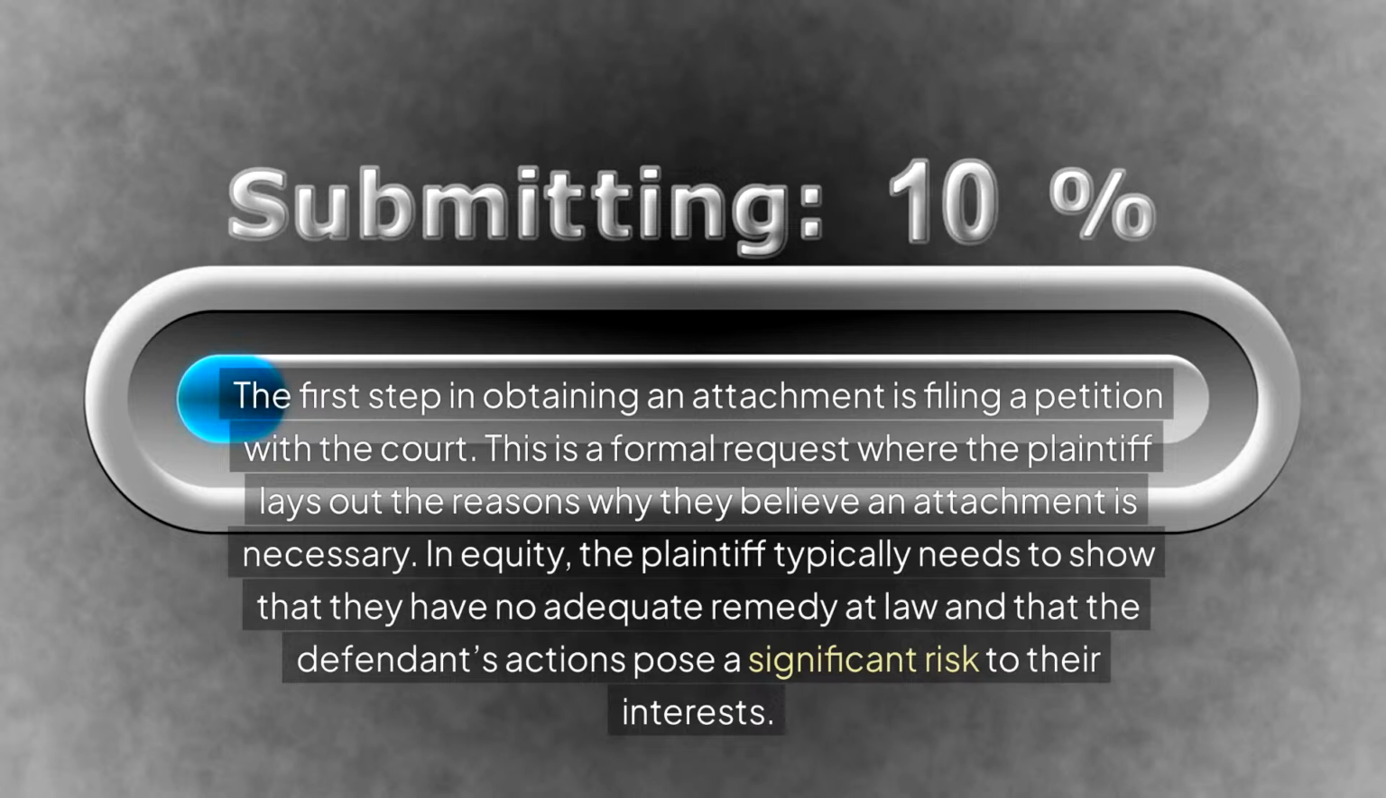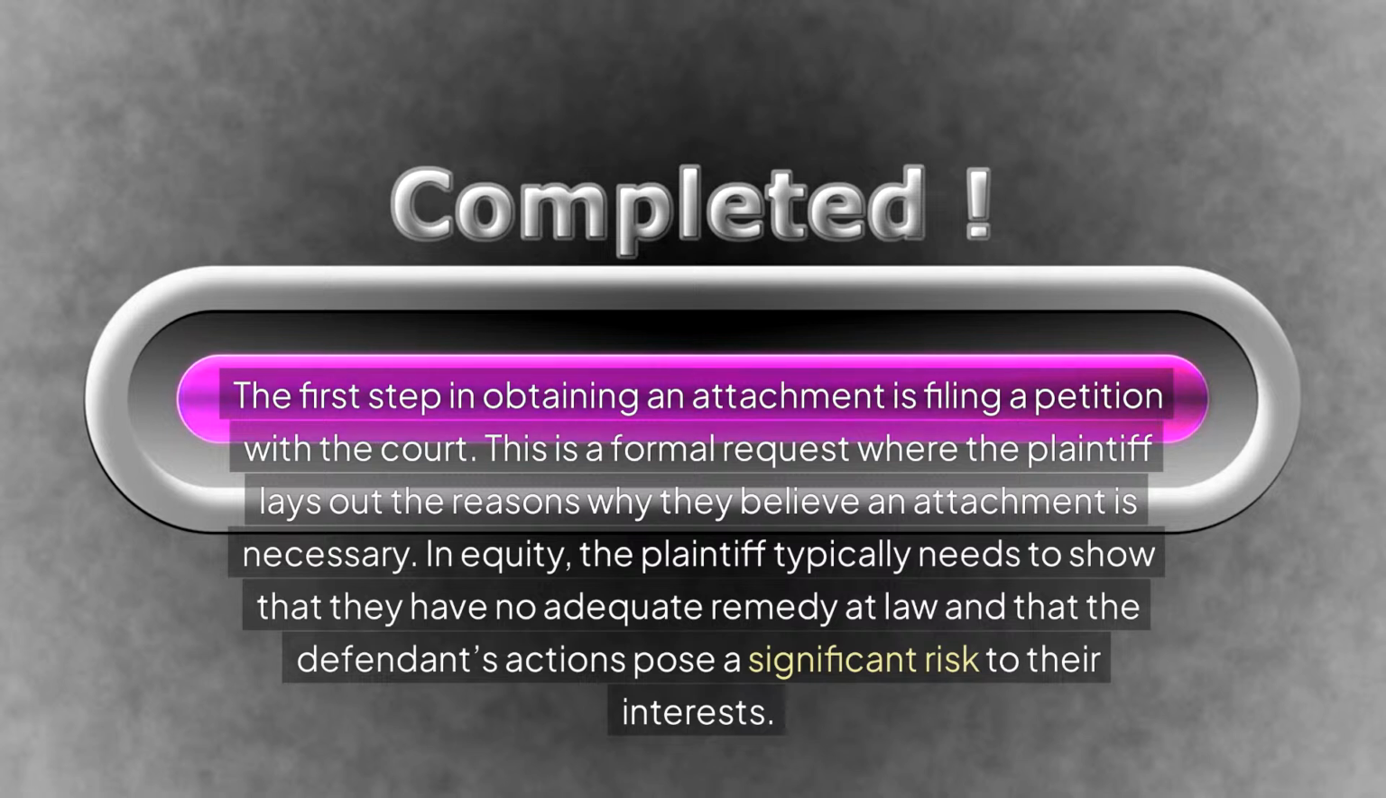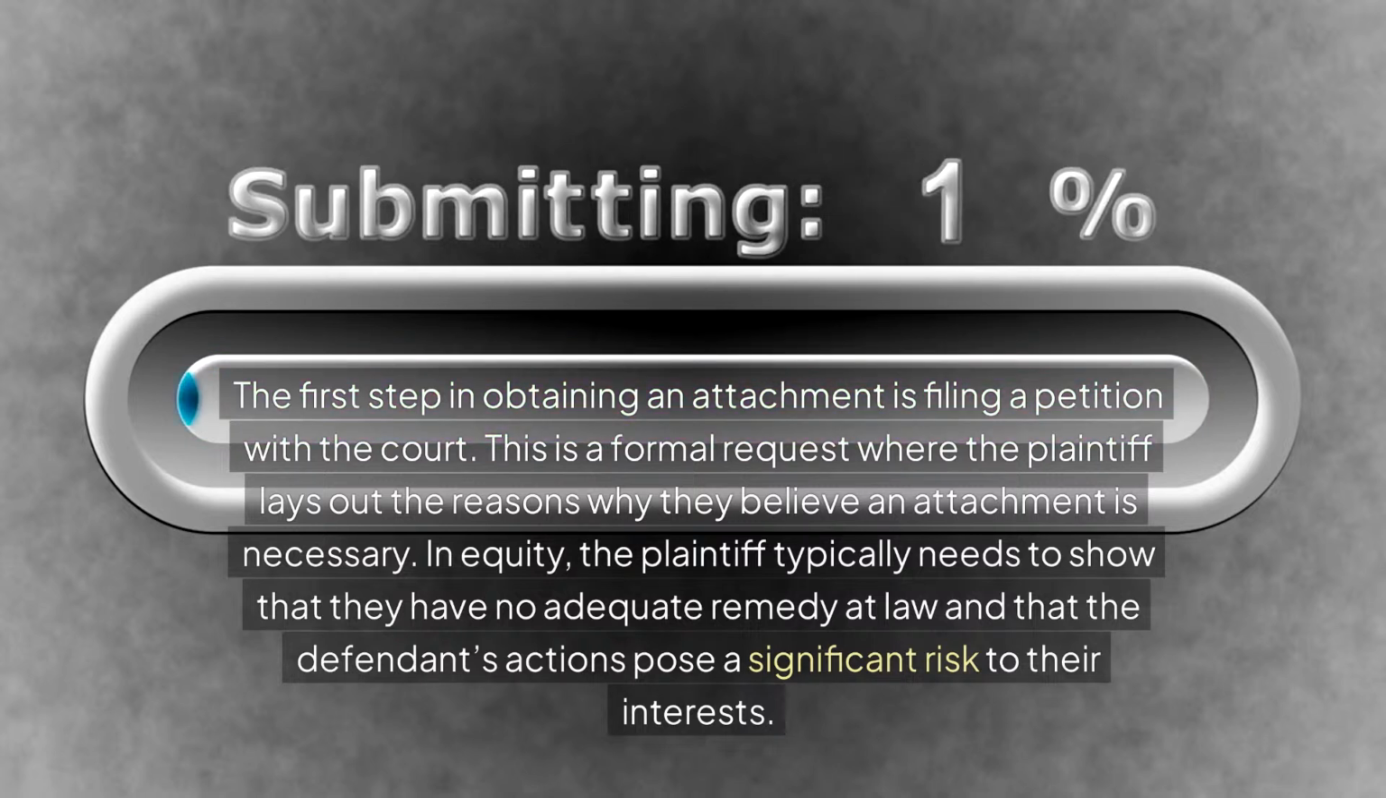obtaining an attachment is filing a petition with the court. This is a formal request where the plaintiff lays out the reasons why they believe an attachment is necessary. In equity, the plaintiff typically needs to show that they have no adequate remedy at law and that the defendant's actions pose a significant risk to their interests.